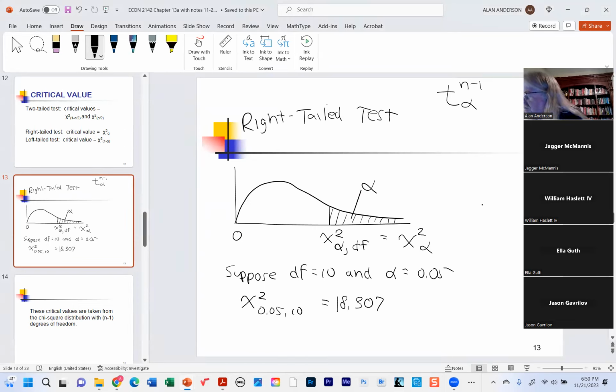So in other words, if the test statistic is greater than 18.307, we'll reject the null. Okay, otherwise we won't.